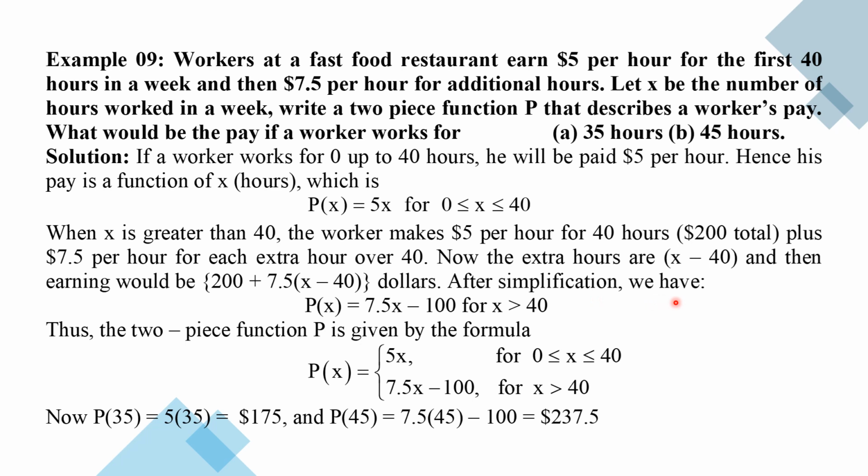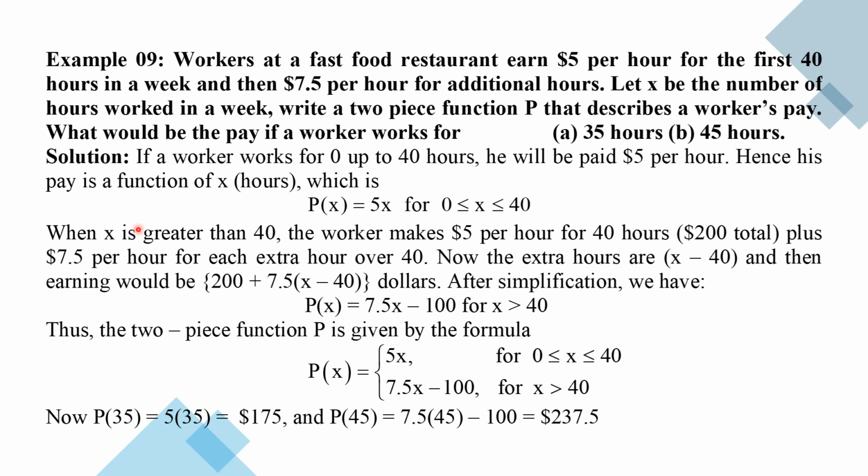After simplification, we have P of x. We simplify 7.5 times 40, which is 300, so 200 plus 7.5x minus 300 will have just 7.5x minus 100 for x greater than 40. Thus the function P is given by this formula: for the first 40 hours 5x, and after 40 hours 7.5x minus 100.